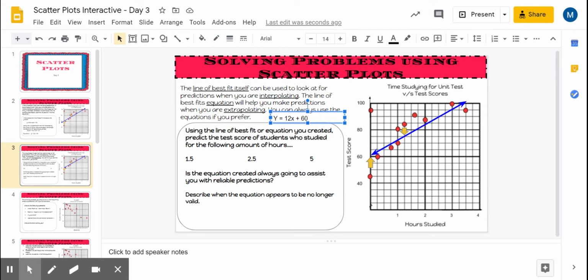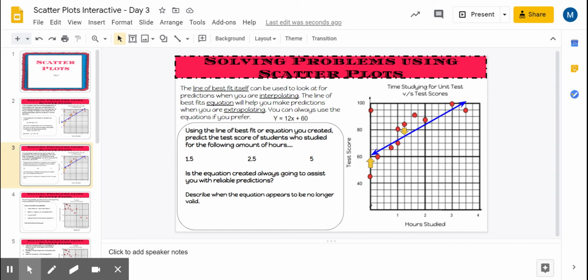So now it says use the line of best fit. Actually, let me back up a little bit. It says the line of best fit itself can be used for predictions when you are interpolating. And the line of best fit will help you make predictions when you are extrapolating. We'll review those in a sec. Okay, you can always use the equations if you prefer. All right, I'll show you what that means.